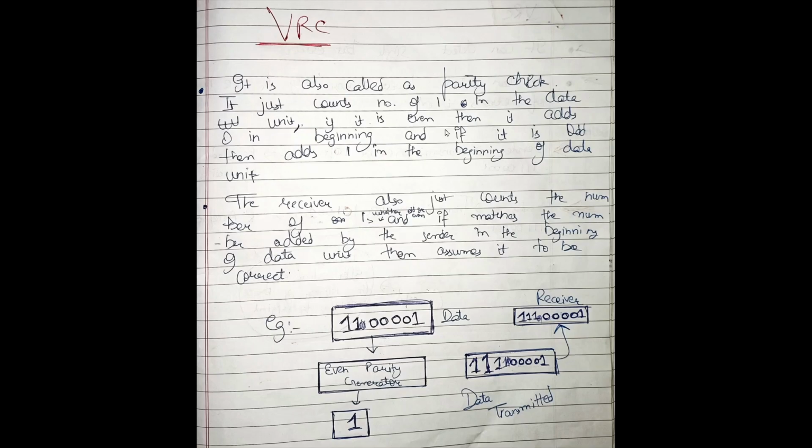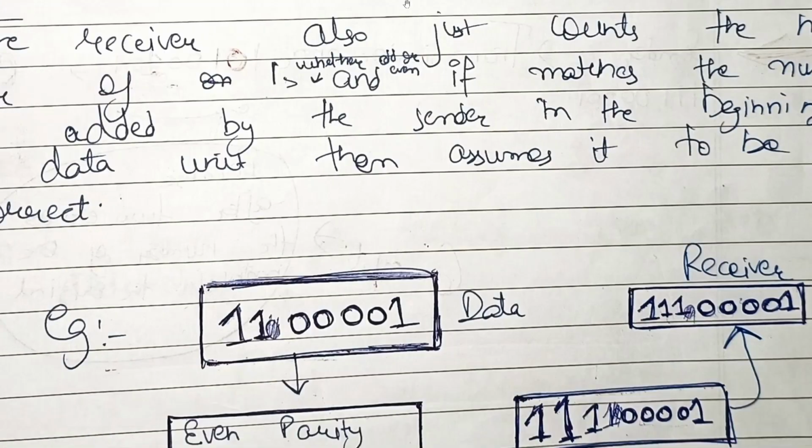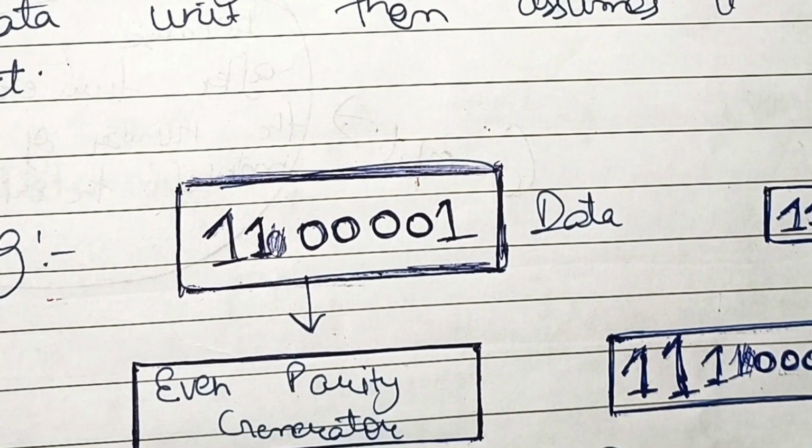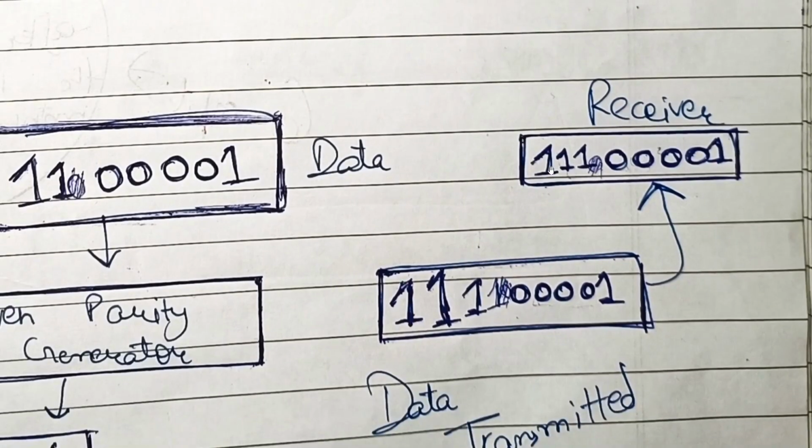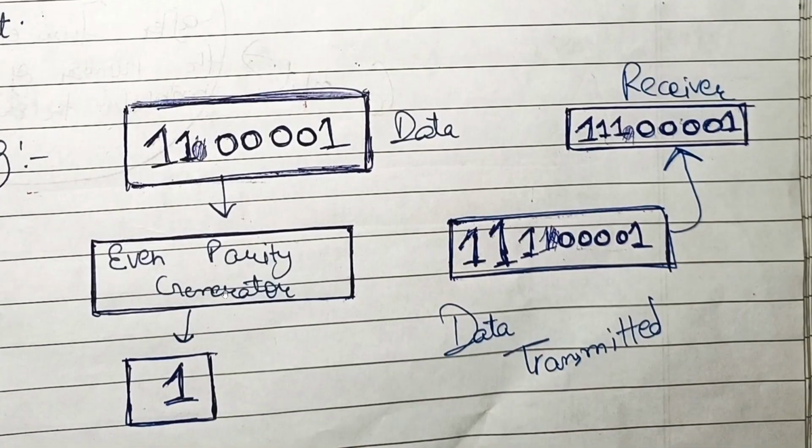What it says is, for example, suppose this is a data unit, 1 1 0 0 0 0 1. Now how many ones are here? 1, 2, 3. Three ones are present here, so 3 is an odd number, and it says whenever the number of ones in the data unit is odd, it will add a 1 in the beginning. So here the parity generator will be 1, so it will add 1 in the beginning.